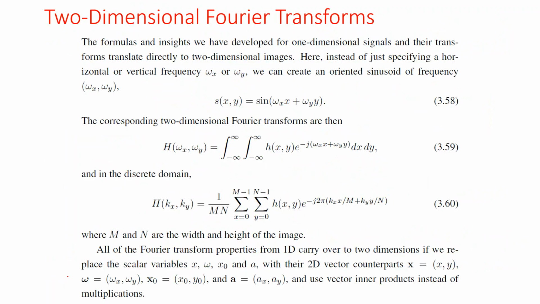So far we have seen the one-dimensional Fourier transform. First of all, let's see 2D sinusoids. The 1D signal we have already seen, right? S of x equals sine of Wx. In the case of a 2D image, S of x comma y equals sine of Wx plus Wy, right? So this is an example of a 2D sinusoid.